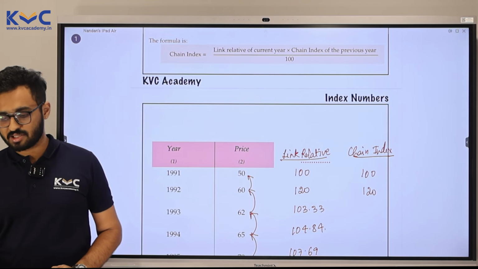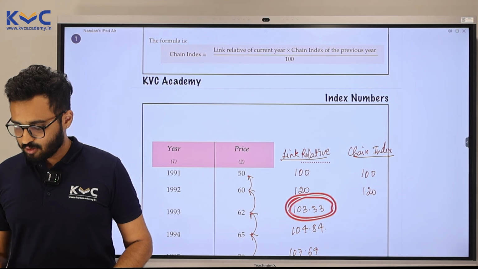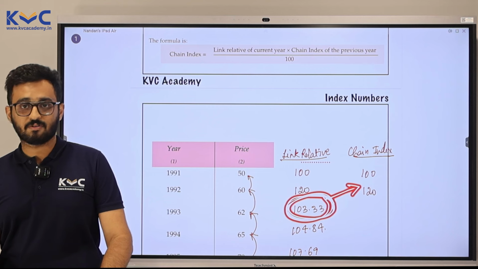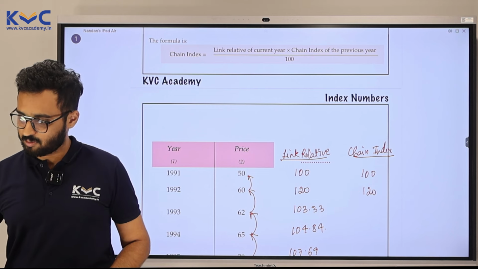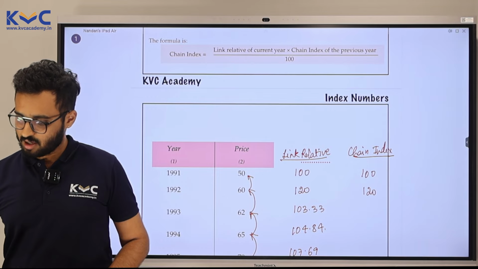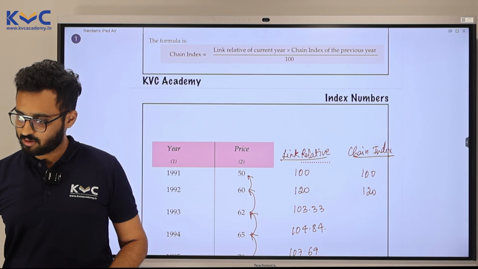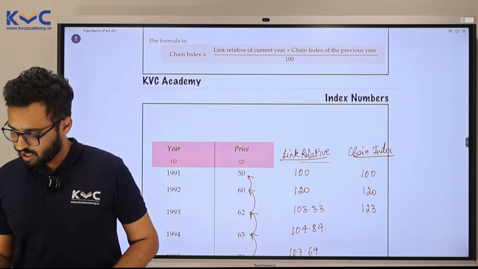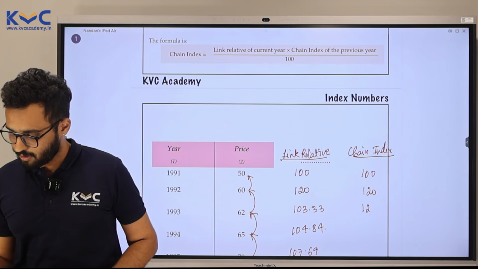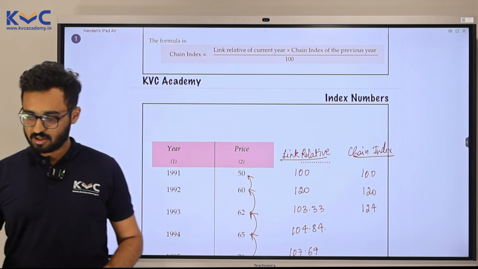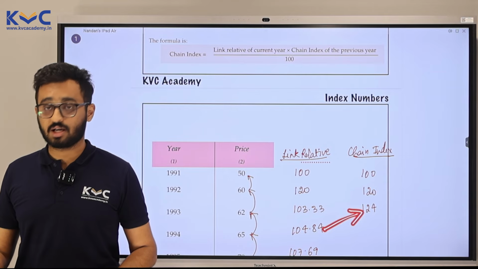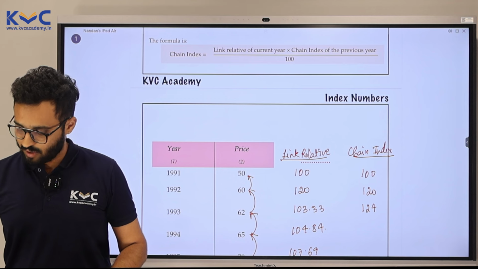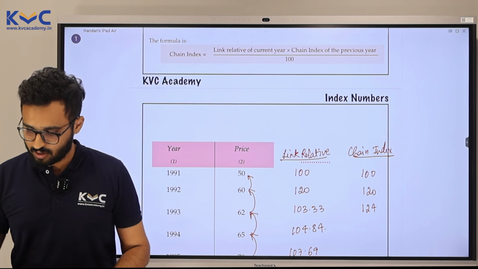Next, for the third year, chain index is link relative of the current year. So 103.33 into chain index of the previous year divided by 100. So 103.33 into 120 divided by 100. So you get 123.99 or 124. Correct? Next, just continue the trend. 104.84 into 124 divided by 100. So 104.84 into 124 divided by 100, you get 130.